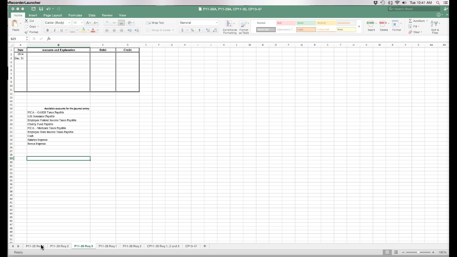Okay, so for requirement 1, you can look at an example on pages 670 through 674. For requirement 2, you can look at pages 675 through 677 as an example. And then for requirement 3, you want to look at page 675.